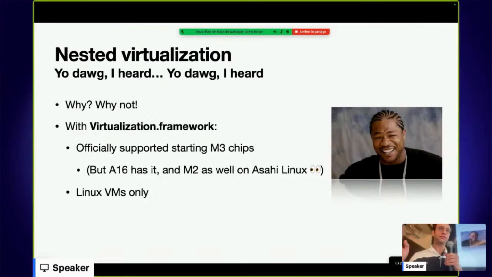The guys that made Asahi Linux, to install Linux on Macs, found that the M2 chips can do it as well. So you can do a nested virtual machine on Asahi Linux if you really want to. But you need to install Asahi Linux. And for nested virtualization, it's only Linux VMs. You cannot do a macOS within a macOS within a macOS.